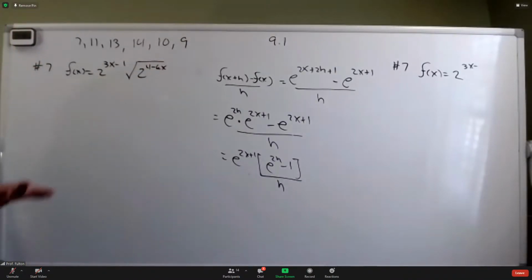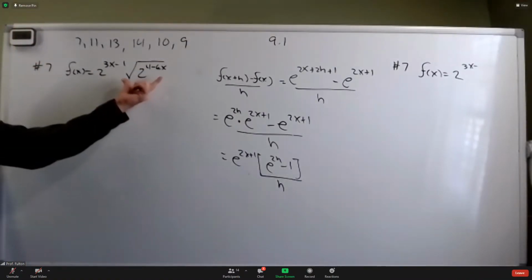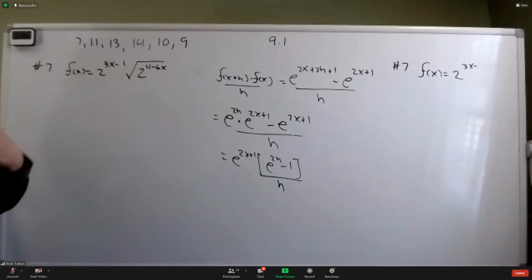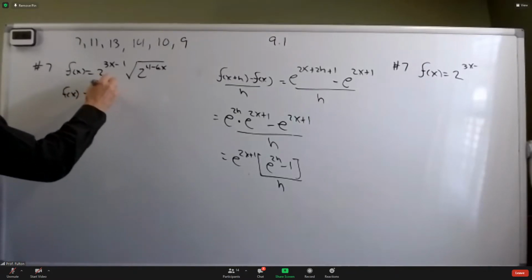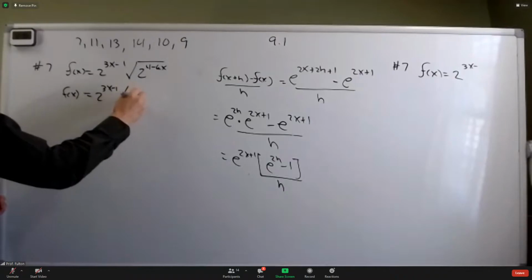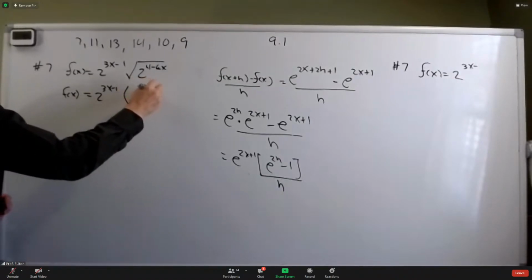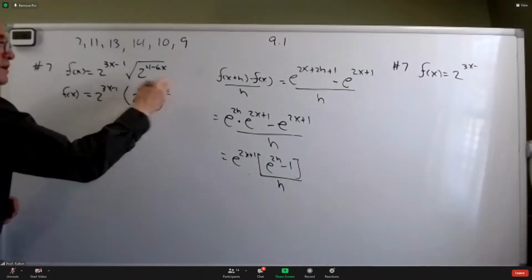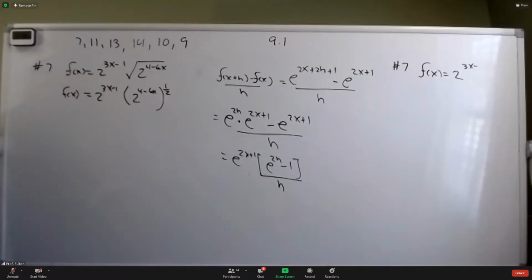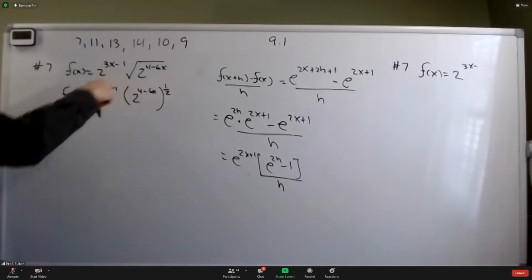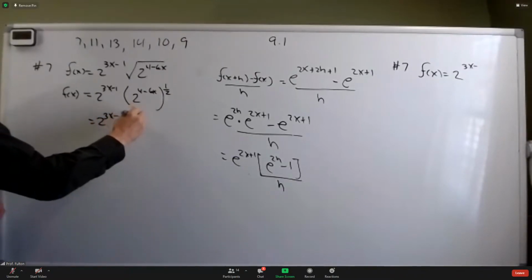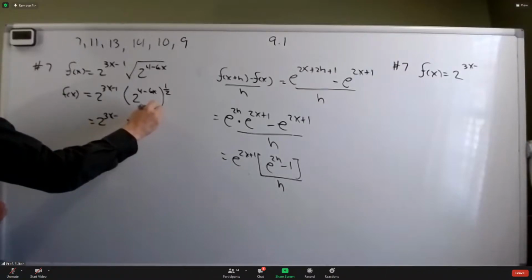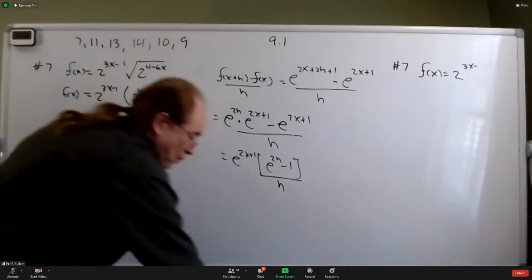Okay. The first thing I can do is I can actually simplify this. Just remember what the square root is. That's to the half power. So let me put in the extra step so you can see what I'm doing over here. 2 to the 3x minus 1. This is equivalent to 2 to the 4 minus 6x. The square root is equivalent to the 1/2 power. Then when I raise to a power, I multiply the exponents. 2 to the 4 minus 6x. This then becomes times 1/2 here.